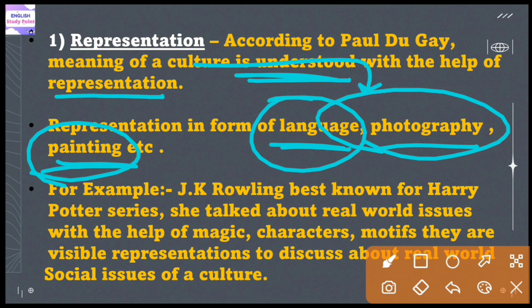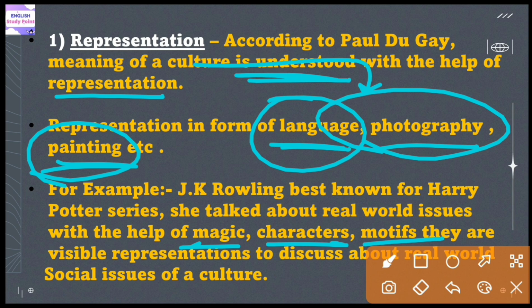Now let's take an example of J.K. Rowling. She is best known for the Harry Potter series. She talked about real world issues with the help of magic, characters, and motifs. These are a kind of visible representation. They are visible elements, and by using this she is able to discuss real world social issues of her culture.